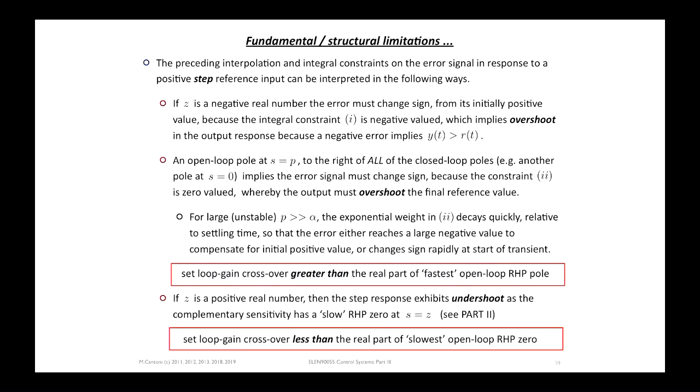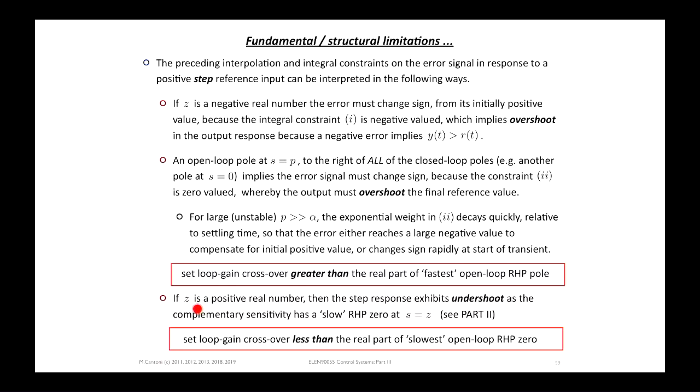It's saying, well, if we want to avoid this sort of thing, limit the amount of overshoot or limit how oscillatory the response is at the start of the transient, when you have an open loop pole in the right half plane, make sure that the loop gain crossover frequency is set greater than the real part of the fastest pole. So in other words, it's putting a lower bound on the crossover frequency when you have an unstable pole. Okay?